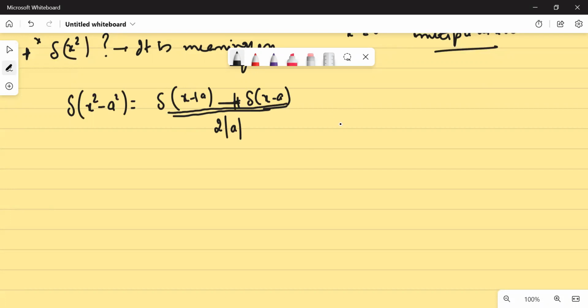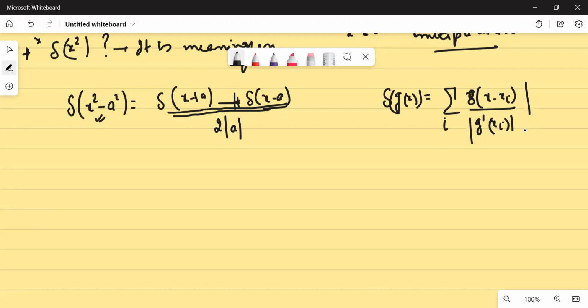So देखो इस फंक्शन के अंदर क्या हो रहा है. For example, now consider this particular thing as a function only. So if I have written Dirac of g(x) is equal to summation over i, where i's are the number of roots, Dirac of x minus xi divided by mod of g dash xi. So this is one thing.